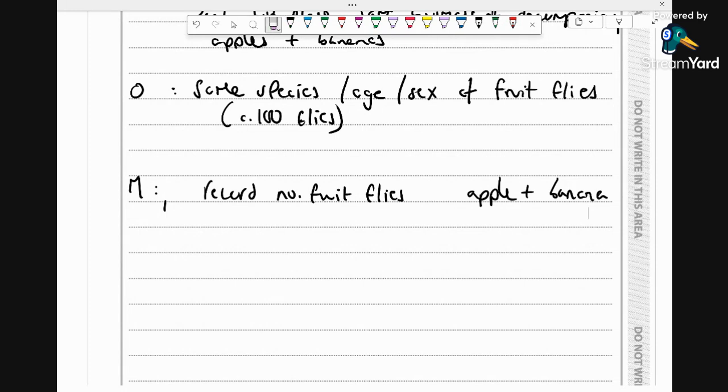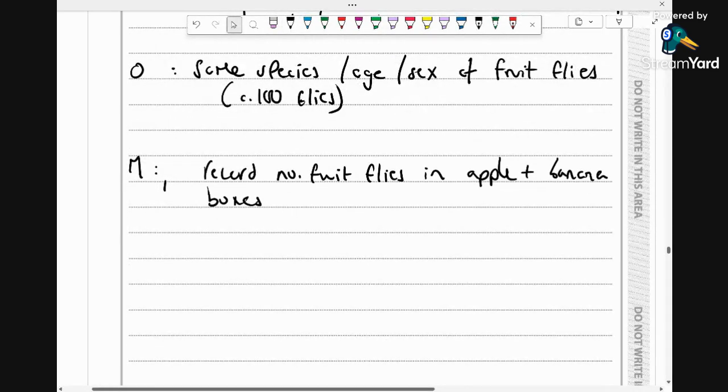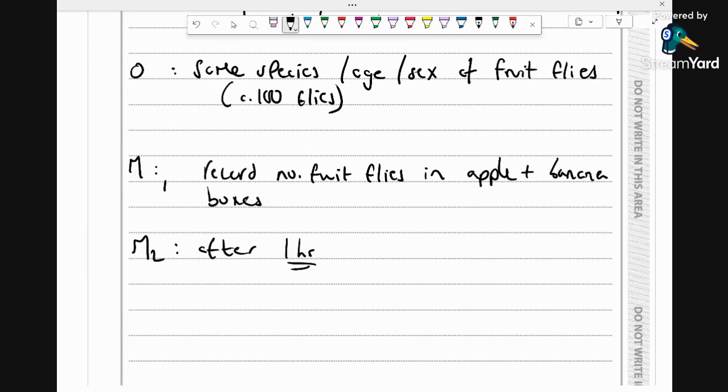Actually, in the boxes. Okay, so I'm going to cut off the 2 boxes after a set time point. So measurement 2, I'm going to do this after a set time. So maybe after 1 hour, something like that.